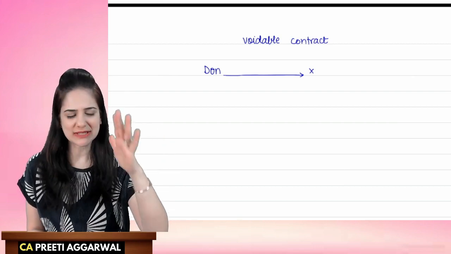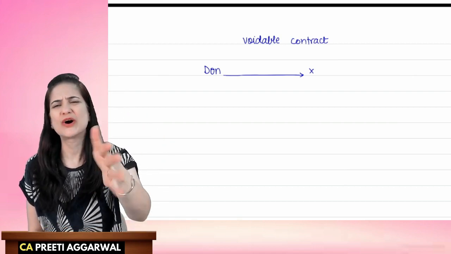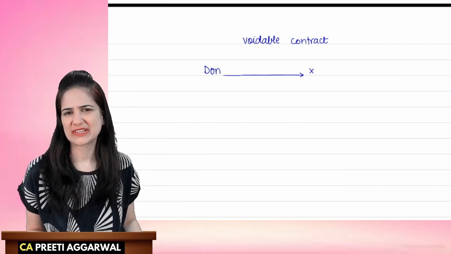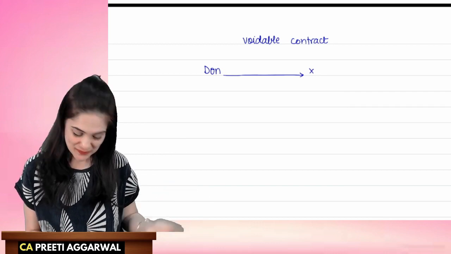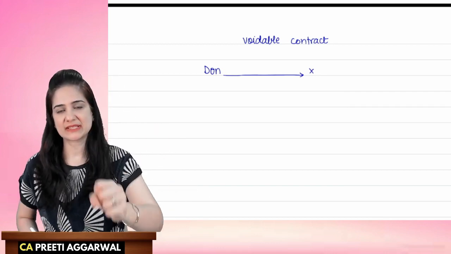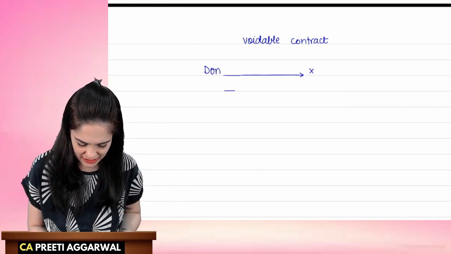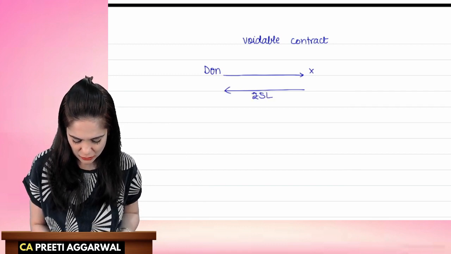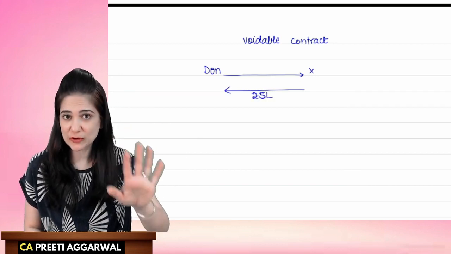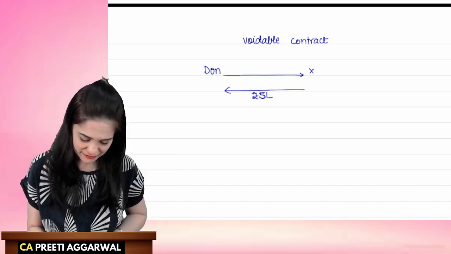X is not disturbed by it. He's not affected. He said, oh, I am not affected by your threats. Then Don called his friends. I hope you understood. They started beating X. X got scared and he agreed to sell his house for rupees 5 lakhs. The house was actually worth rupees 5 crores, but he agreed to sell it only for 5 lakhs.